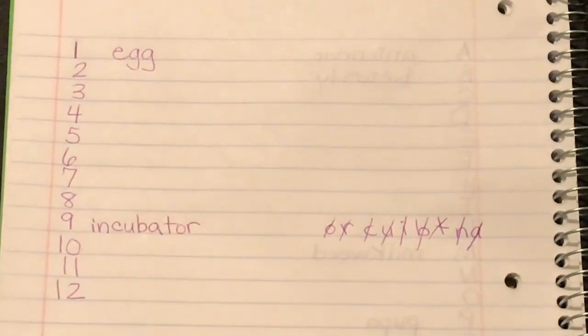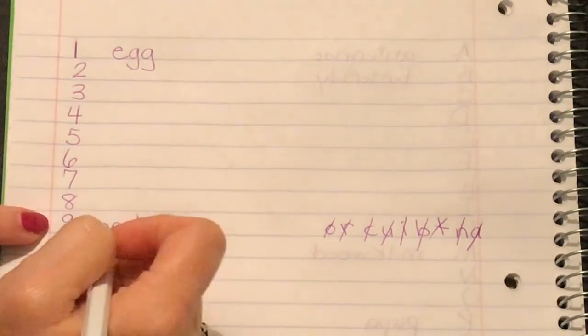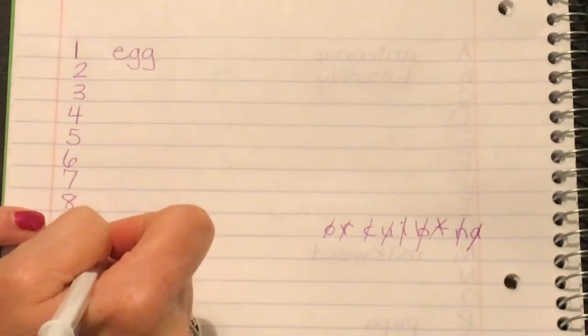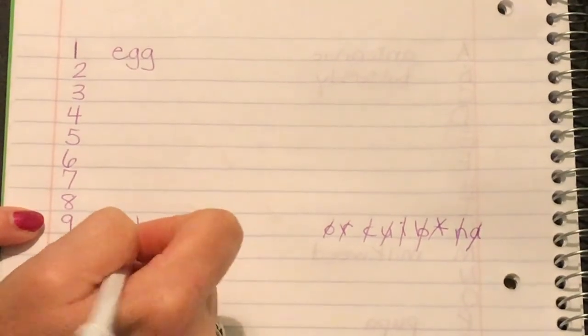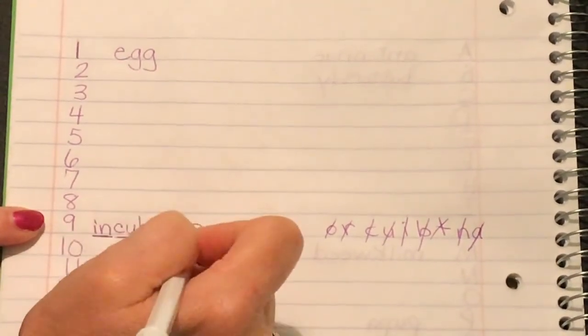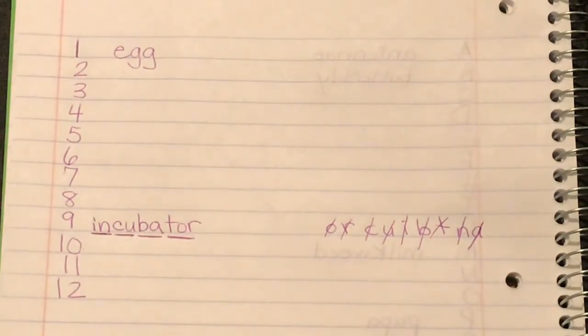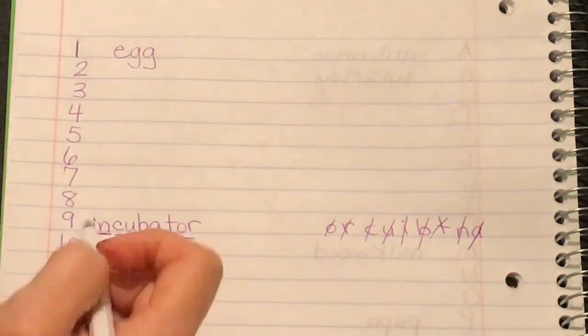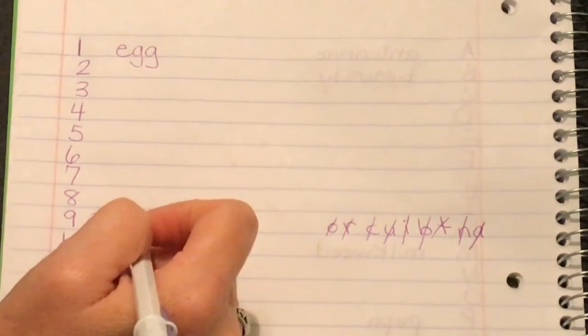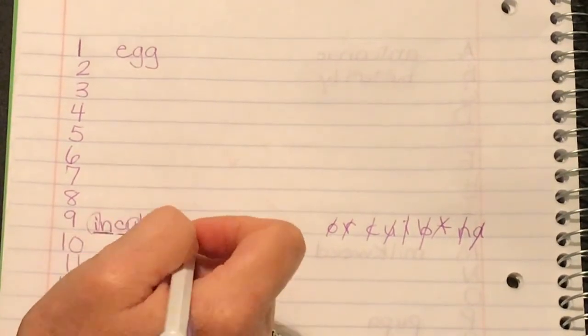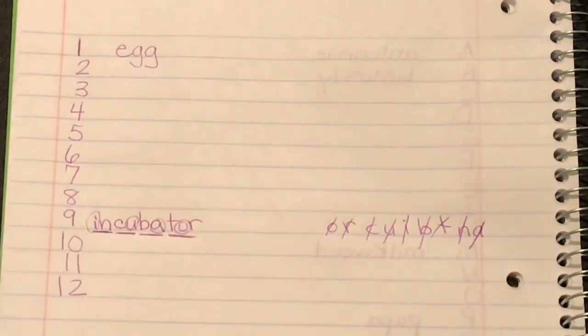Incubator. And let's check our syllables. How many syllables? Incubator. I see 4 syllables. Can you find the vowel that is in every syllable? There's an I, a U, an A, and an O. 4 vowels and 4 syllables. Every syllable has a vowel. And that's a great word that goes with our eggs.